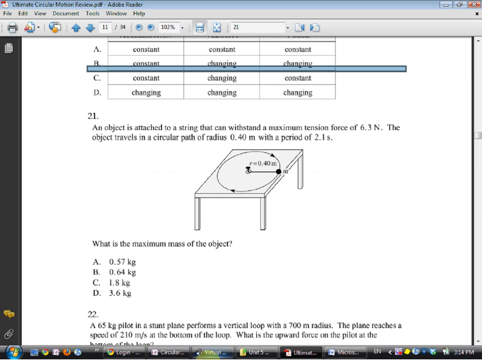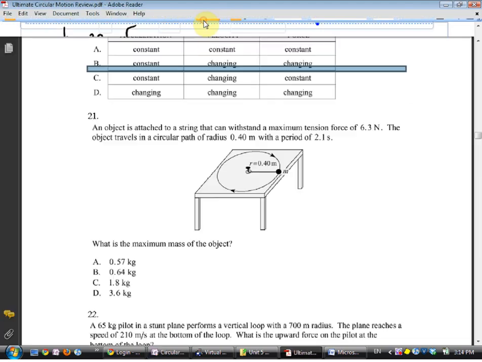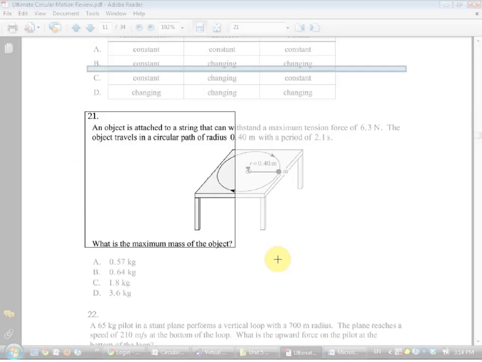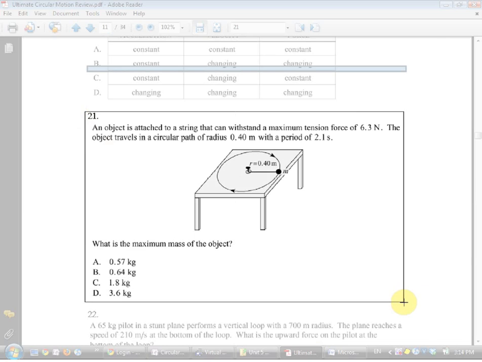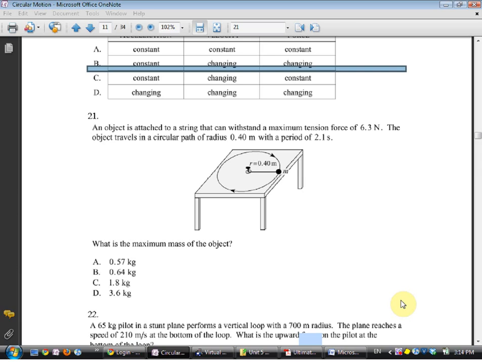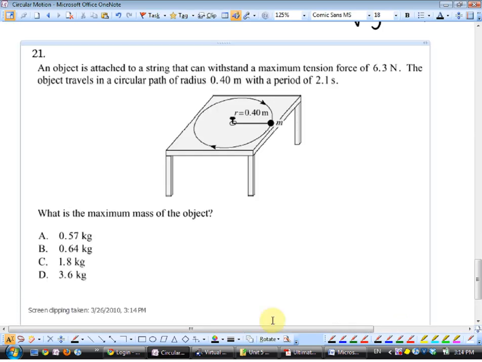Here's a good example. Okay, horizontal circle again. Oh, in this case, they want me to find the maximum mass. So they're saying this rope can withstand a maximum tension of 6.3 newtons. If it goes faster and faster, tension would go bigger and bigger. But if it spins at a certain speed with a period of 2.1, what's the biggest mass we can put on there before the string will snap?